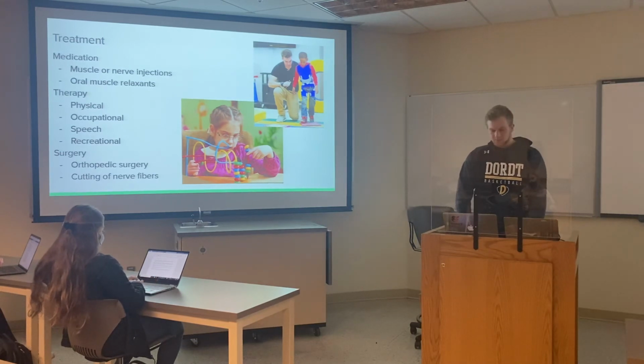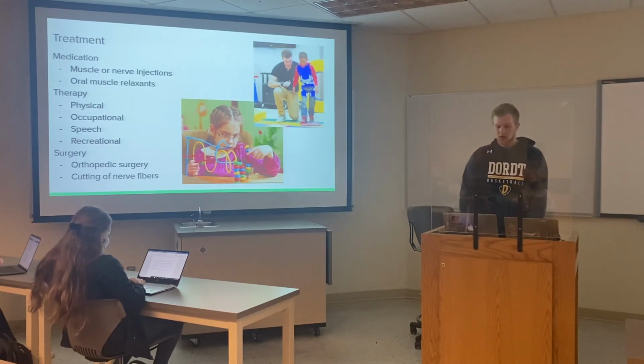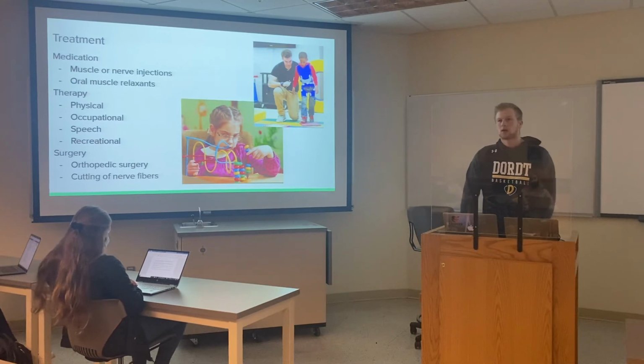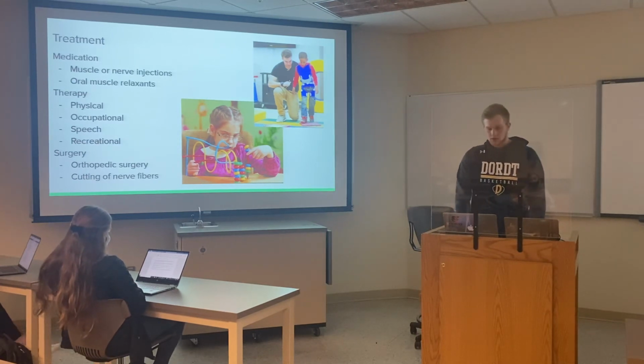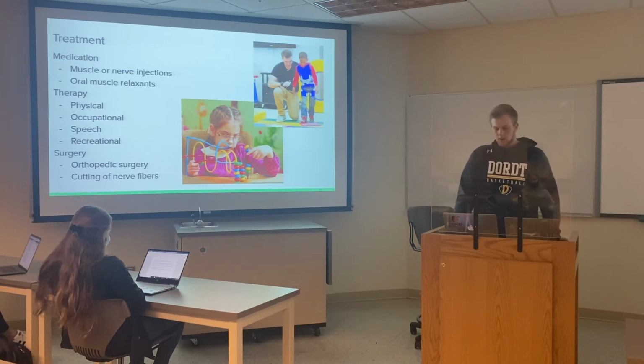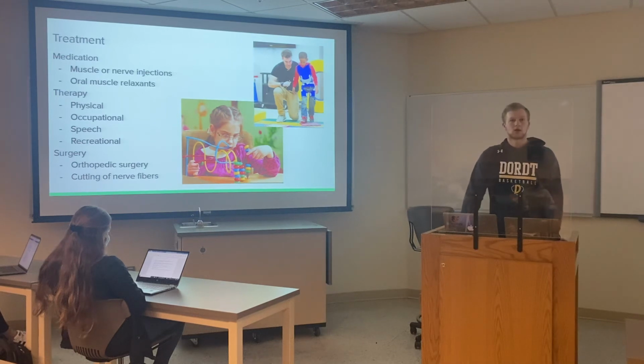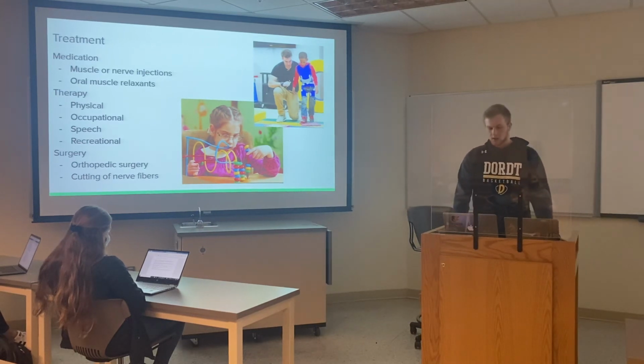Occupational therapy can be done for a child to learn to gain independence at home or also at school. Speech and language therapy helps your child learn to speak and use their words well and speak clearer. And then also recreational therapy: any sports activities or any activities in general that your child can participate in that will help them improve their motor skills.